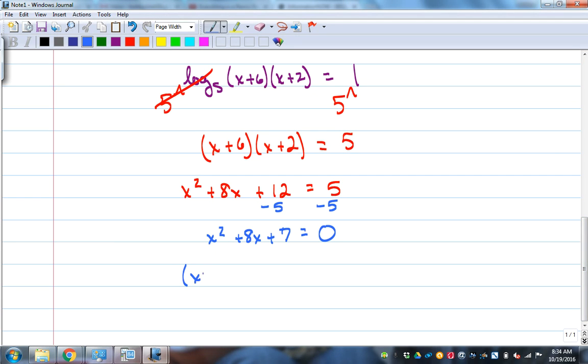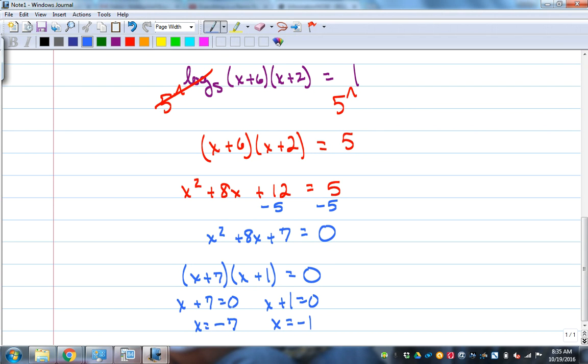So that'd be x plus 7, x plus 1. And then do what with the factors? Well, set them equal to 0 and subtract to solve. And then there we get x equals -7, x equals -1. Both of them are negative answers on this problem.